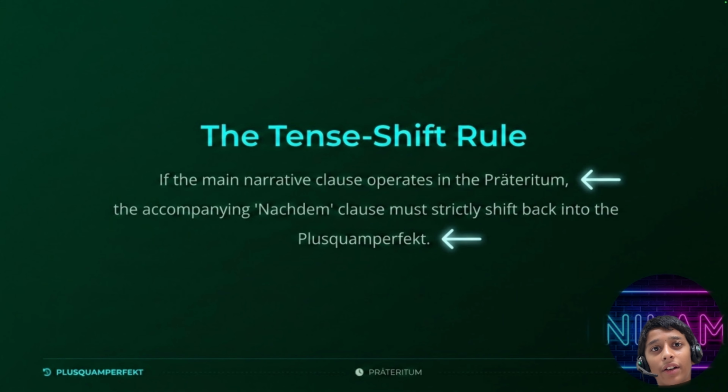This is the rule that trips up even intermediate learners, so listen closely. If your main clause, the narrative action, is in the Präteritum, then the accompanying nachdem clause must shift back to the Plusquamperfekt. You can't have both clauses in the same tense when nachdem is involved. German insists on showing the time gap grammatically. So the pattern is always nachdem plus Plusquamperfekt plus a Präteritum or Perfekt main clause. Keep this pairing in mind. It's going to make the next two examples very easy to understand.